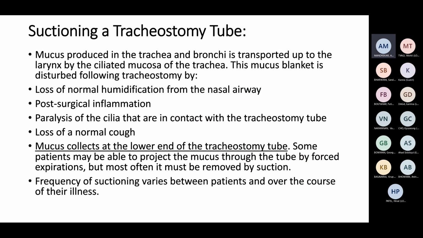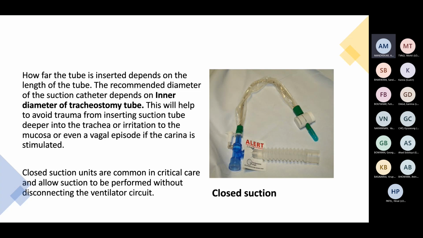Another thing that we also have to continually provide in ICU is maintaining suctioning, in addition to good humidification and good hygiene of the tracheostomy stoma. We have to continuously make sure that the stoma is suctioned, and the frequency of suction depends on the amount of secretions the patient would be producing. This is a closed suction, which usually is attached to the tracheostomy tube, and it allows us to do suction without removing the ventilator.